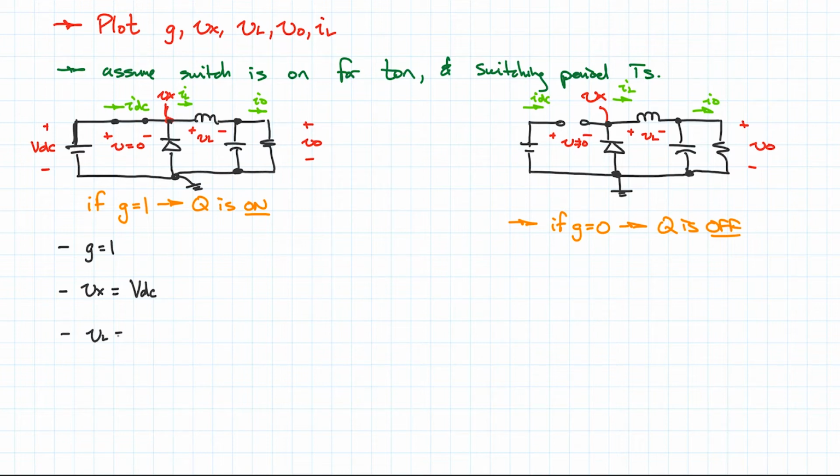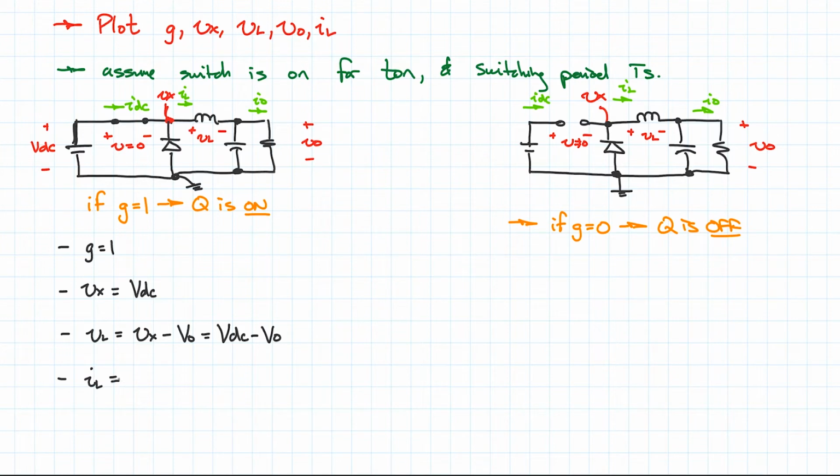What else do we need? We need VL. VL is the voltage drop across the inductor. So we have Vx minus VO. I could use a capital VO here, technically more correct, because we're assuming that voltage is basically DC. So VL is Vx minus VO, which we know is VDC minus VO, because we just found Vx to be VDC in this case. What else do we have? We want to find IL.